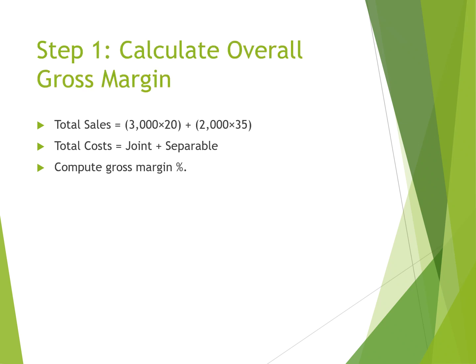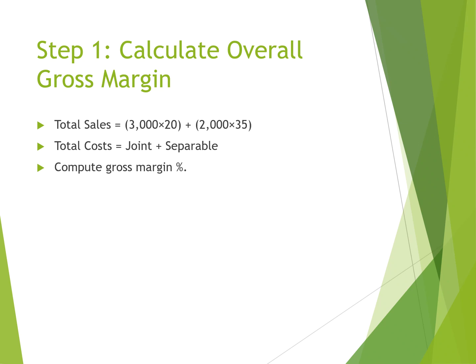Step 1 is to calculate the overall gross margin percentage. First, we compute total sales. 3,000 kilograms times $20 equals $60,000. And 2,000 liters times $35 equals $70,000. Total sales are $130,000.